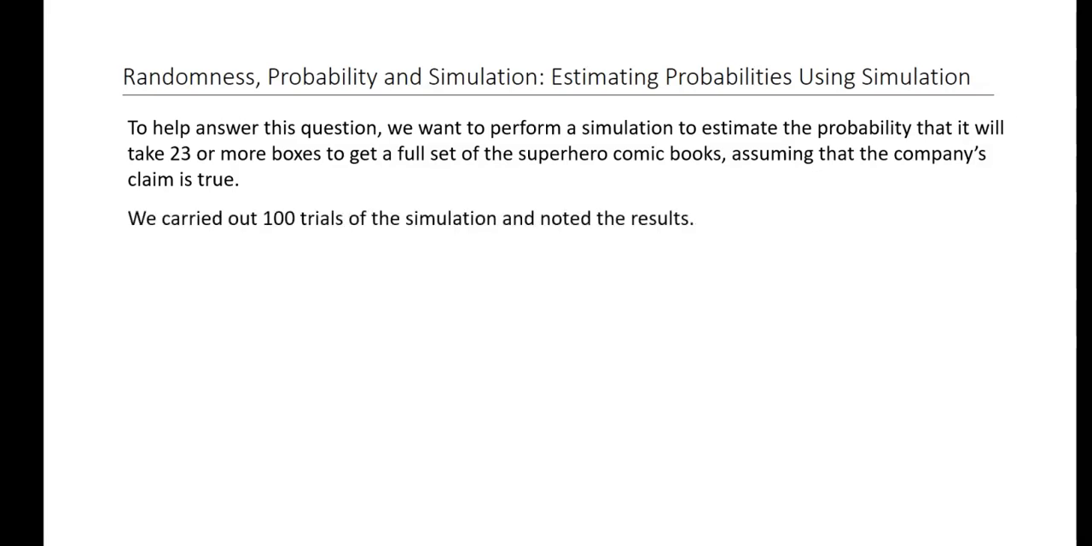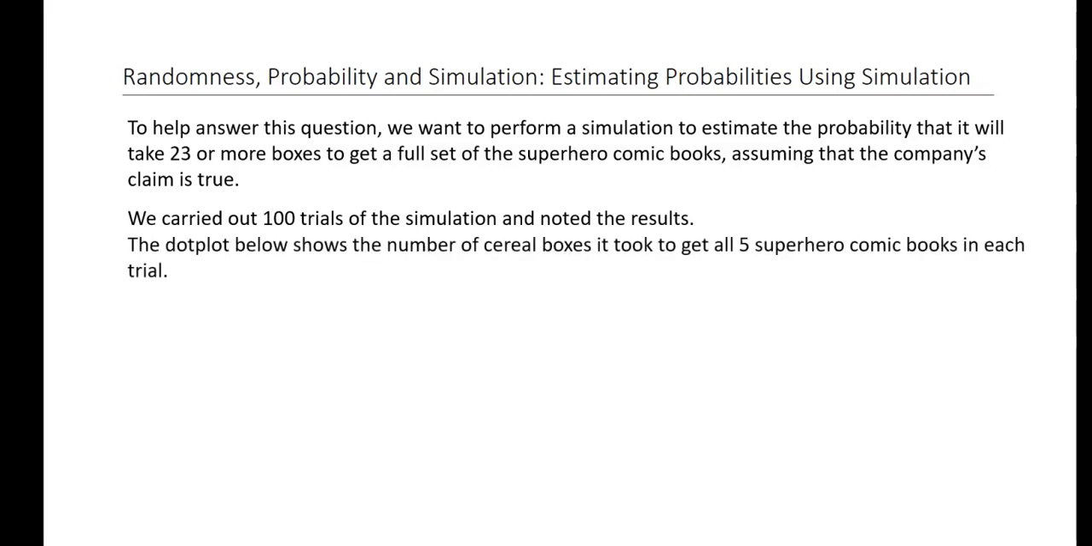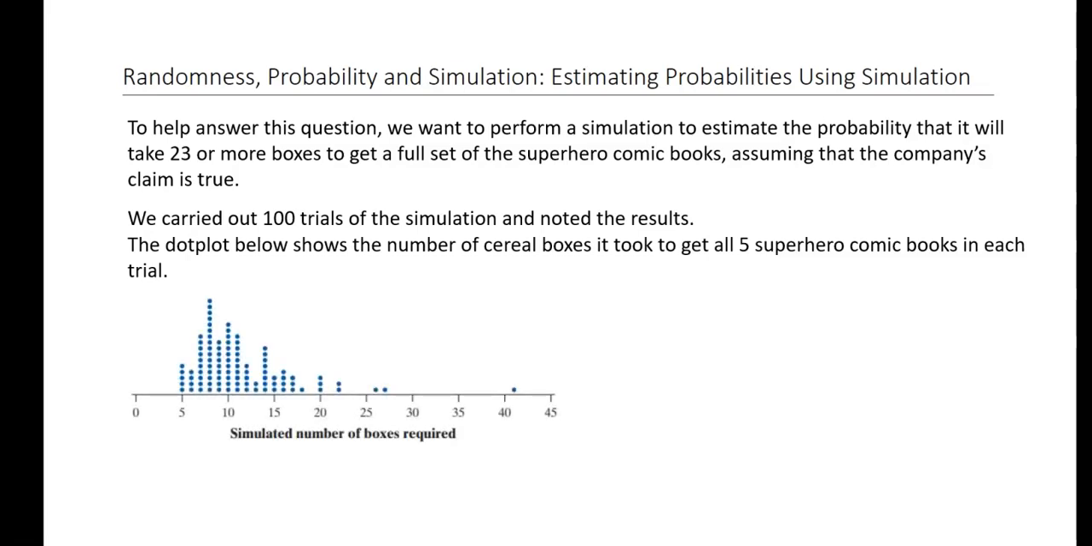We carried out 100 trials and noted the results. The dot plot shows the number of cereal boxes it took to get all 5. So that'd be interesting. 5 times there, you only took 5 guesses. You literally got a different one each time. And then sometimes it took a little longer. You can see it skewed to the right there. Wow, it took one person 41 or 42. Wow, that's a lot of boxes to open.